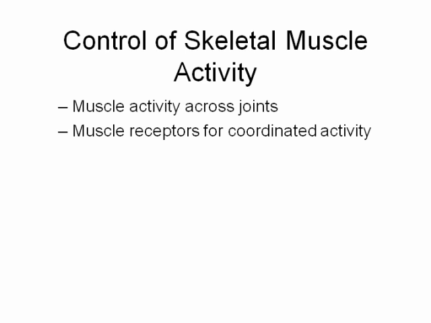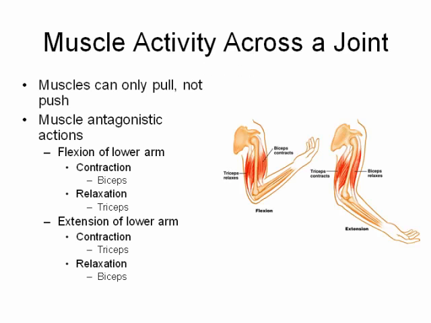So now we're going to have to talk about the control of skeletal muscle activity. That is, what happens in a real live human being with intact limbs. So muscle activity across joints and the receptors, that is, sensory receptors that are necessary for coordinating muscle activity.